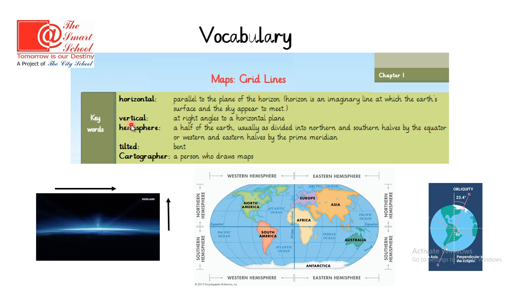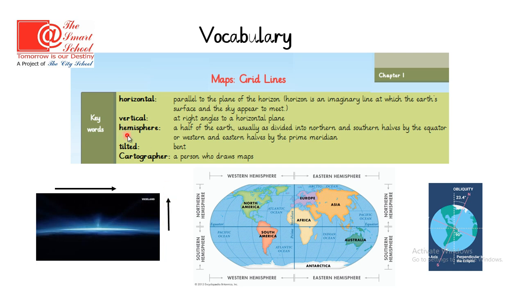The second word is vertical, which means at right angles to a horizontal plane. Consider this a horizontal plane. This is making a right angle. So this line is a vertical line.